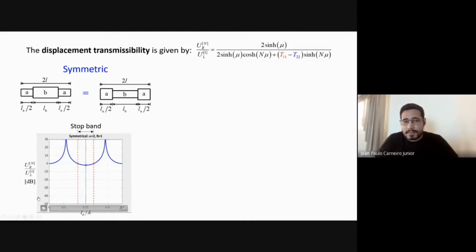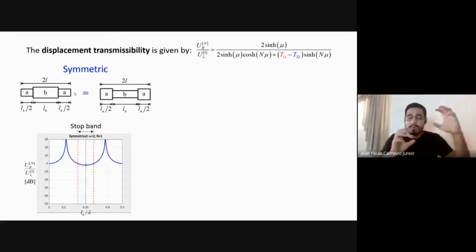So we can define a generic monocoupled displacement transmissibility as shown in this expression. Again, it is a simple expression that depends only on the number of cells and the elements of a single cell's transmissibility. So T11 and T22 are the diagonal elements of this cell. When we look at a symmetric structure, T11 and T22 are equal, so this expression can undergo a huge simplification.